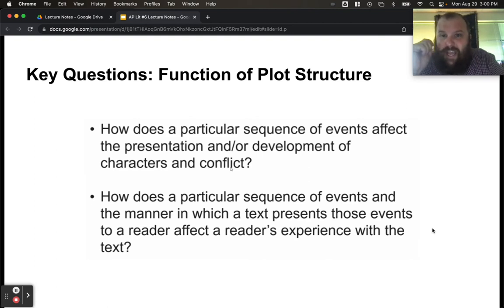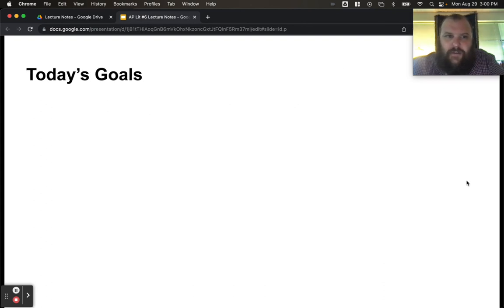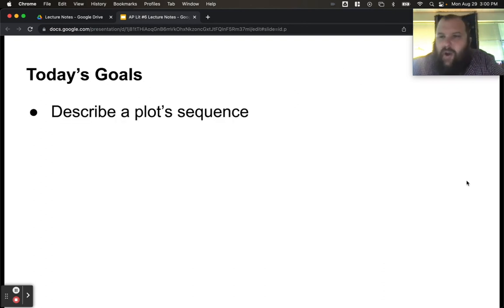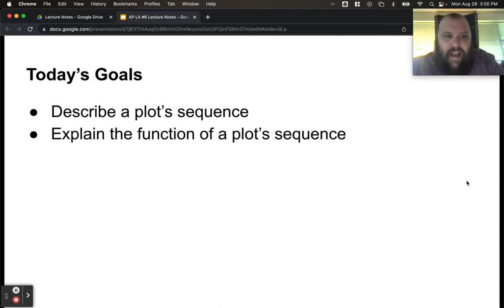The story, when you get to the end, you realize like, oh my gosh, this woman was finally free, and now she's died from sadness. You know what I mean? We go on the journey as well. We go on an emotional journey, and so thinking through why certain stories are told in certain orders, with certain structures. And so today's goals: describe a plot sequence, which we did with Story of an Hour, and explain the function of a plot sequence.